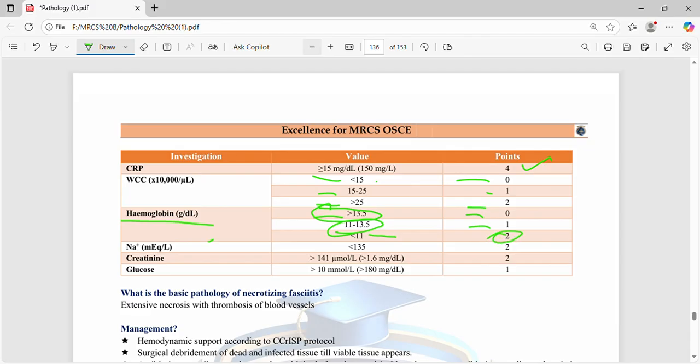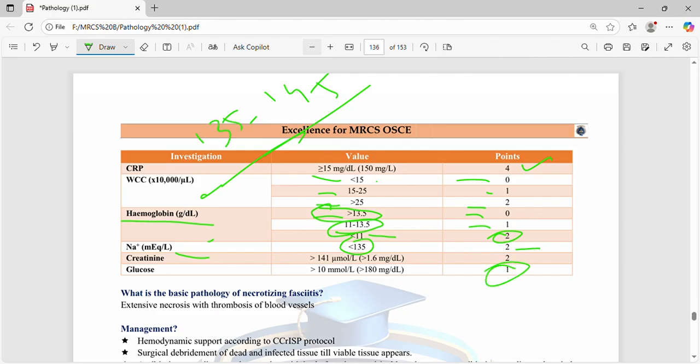Sodium less than 135; normal is 135 to 145. This is a normal value of sodium, and this is also a station question at one station. So less than 135 is 2. Creatinine greater than 141 micromole per liter or greater than 1.6 milligram per deciliter, normal being about 0.1 to 1.2, gives you 2 points. Glucose greater than 180 milligram per deciliter will give you 1 point.